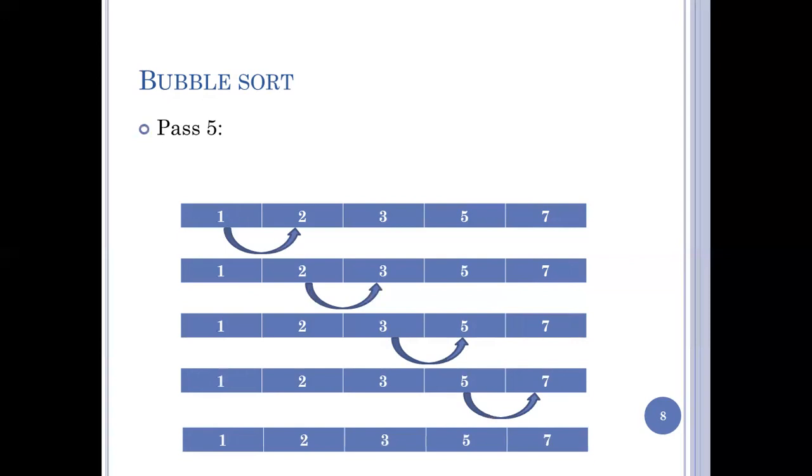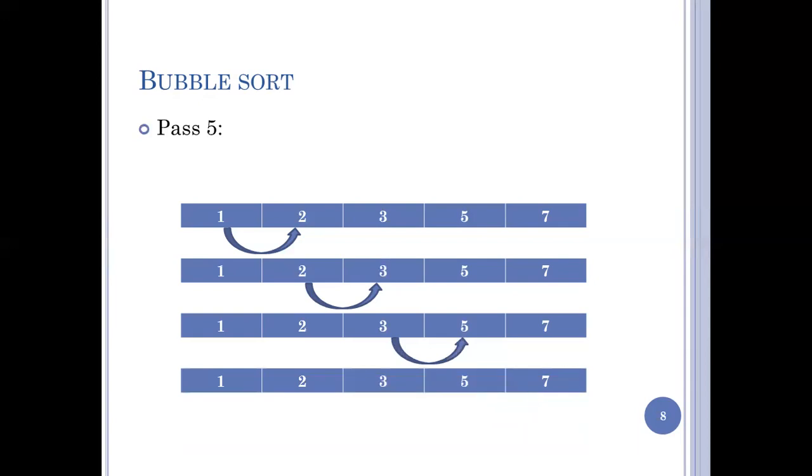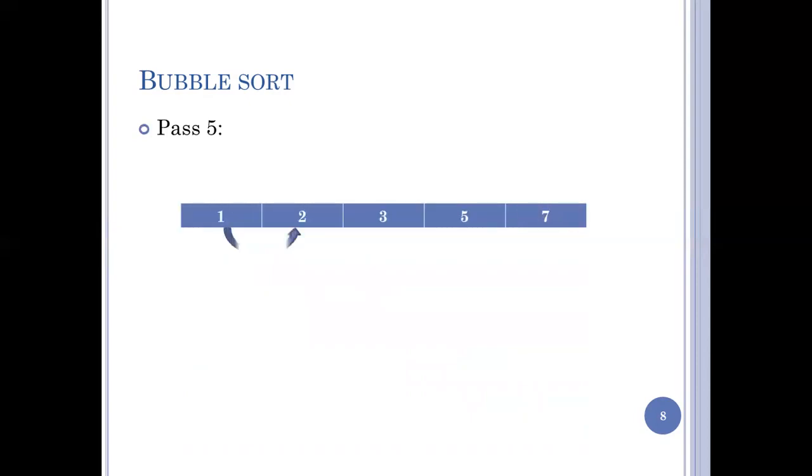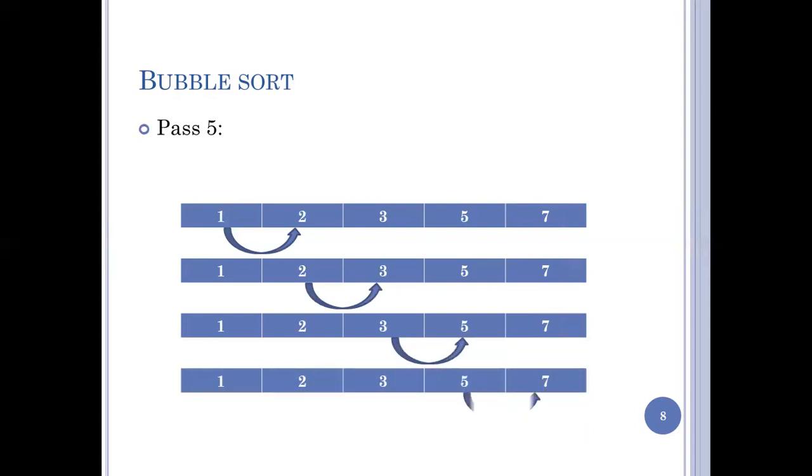Okay, so now when you want to write a code for this bubble sort, we need two steps. One is for the number of passes. Okay, so we have first iteration, second, third, fourth, and fifth. So the first for loop is for the number of iterations and the second inner for loop is for making this comparison.